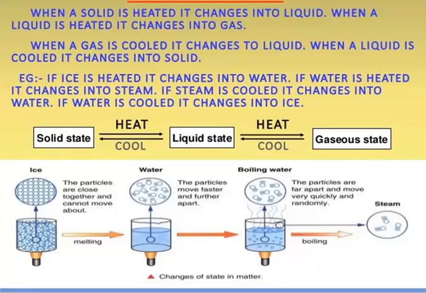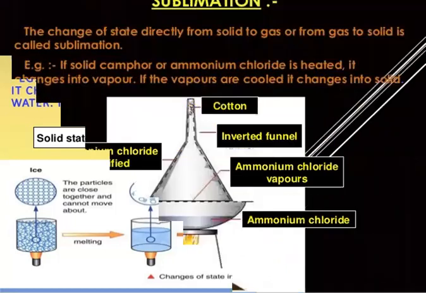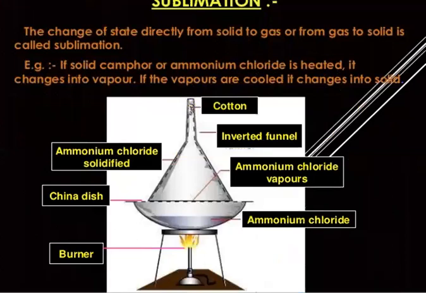If ice is heated, it changes into water. If water is heated, it changes into steam. If steam is cooled, it changes into water. If water is cooled, it changes into ice. All the changes occur at a specific temperature at constant or normal atmospheric pressure. And we include these as different points: boiling point, melting point, freezing point, etc.